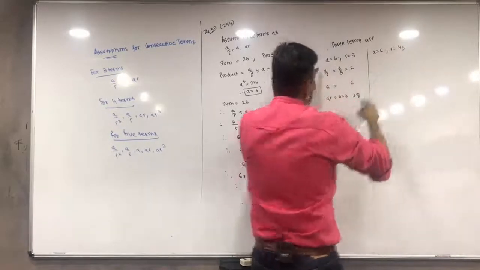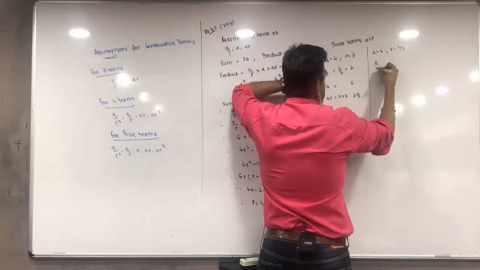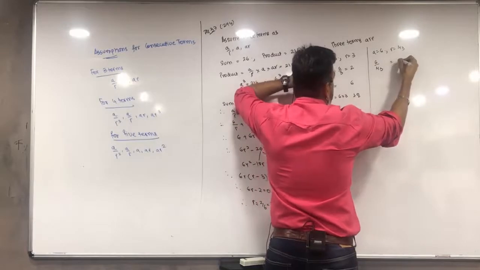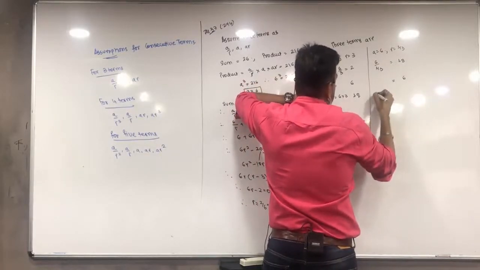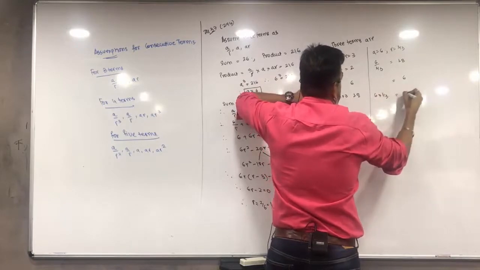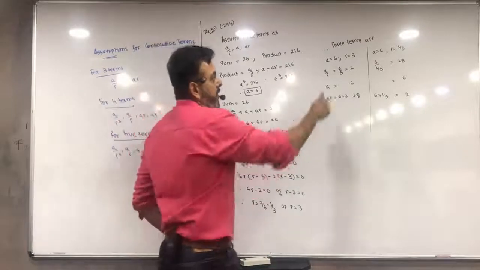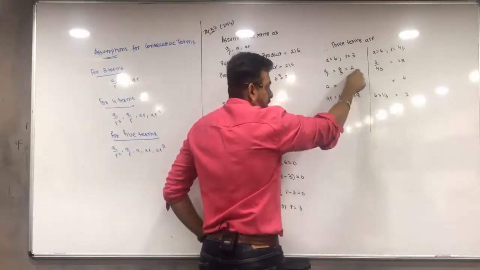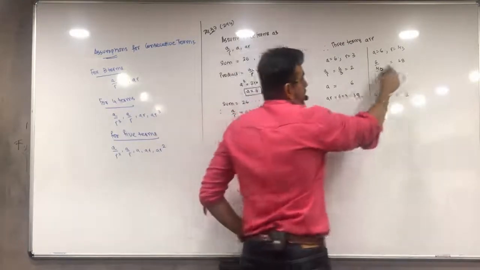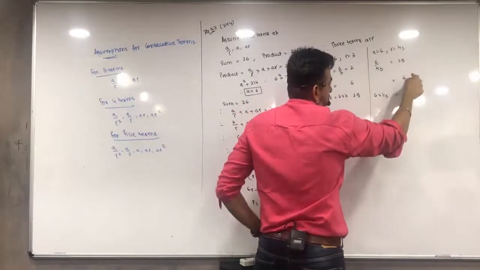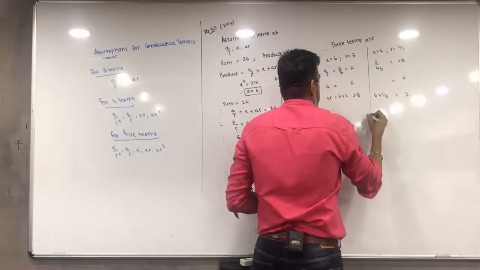A upon R, A is what? 6, R is 1 by 3, so 3 will come over here, so this will be 18, A will remain 6 and A into R, 6 into 1 by 3, which is equal to 2. Or, what you can do is, you can find the first term, फिर into R, directly कर सकते हो. यहाँ पे first term is 18, into 1 by 3 is 6, into 1 by 3 is 2. So this is your final answer.